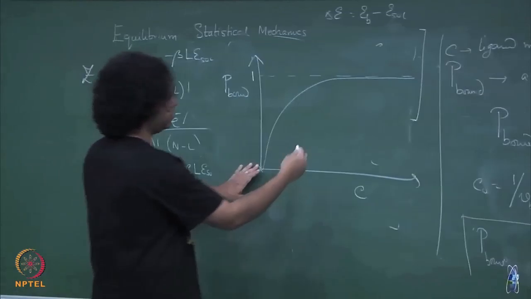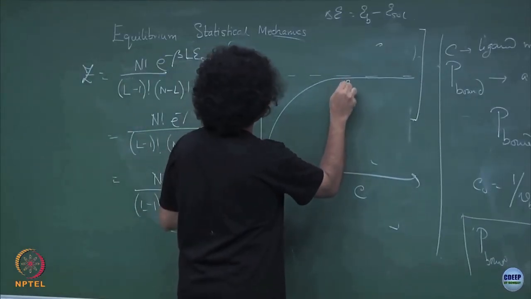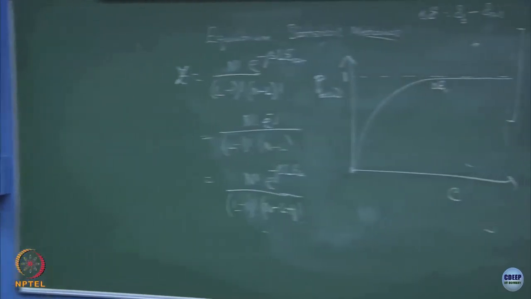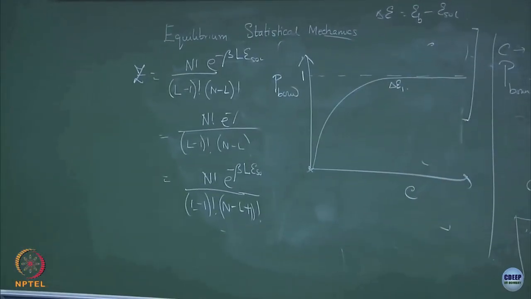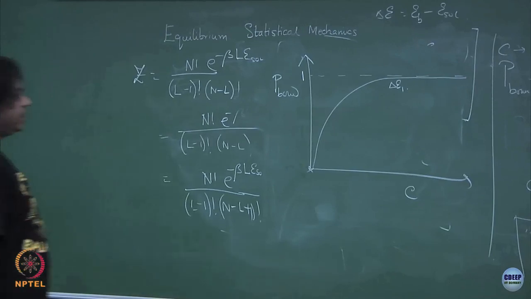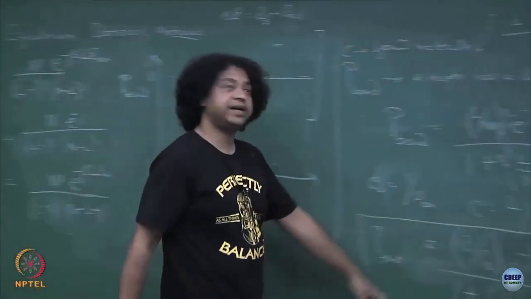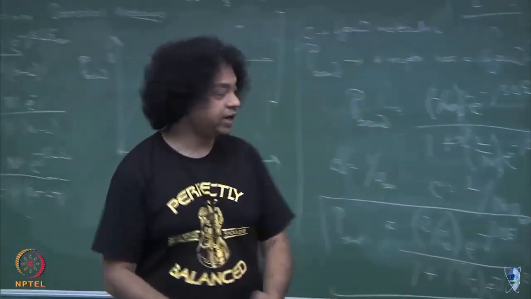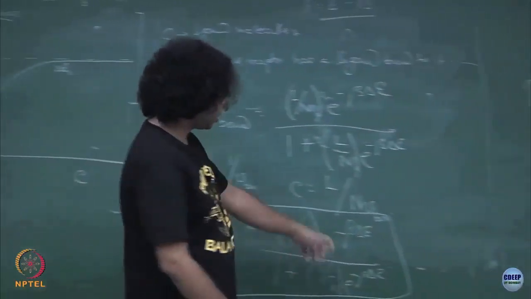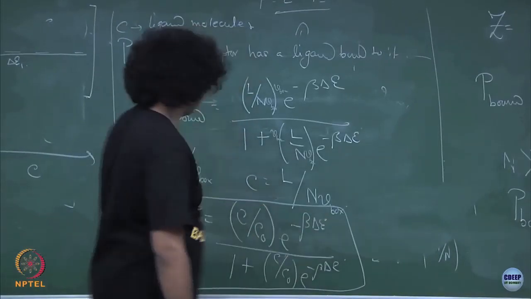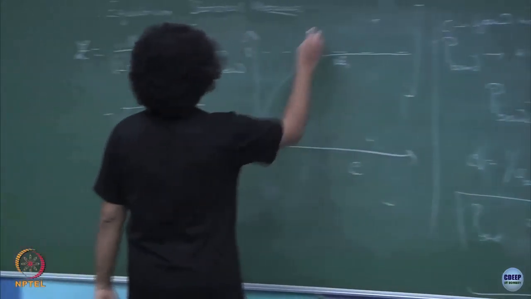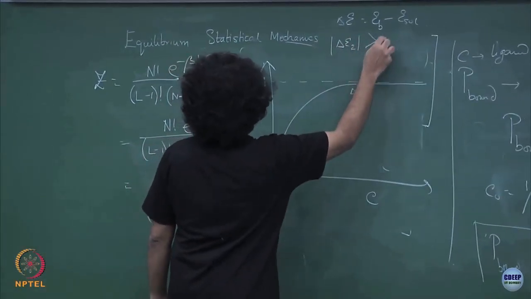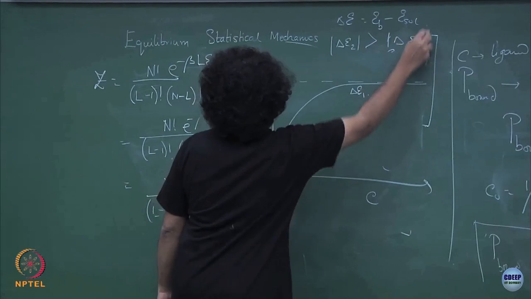This is, for example, for some given value of delta E, let me call it delta E 1. If I now had a greater delta E, so for example, if this ligand receptor binding was even stronger, it lowered its energy more by binding to the receptor. So, if I now wanted to plot it for a delta E 2, where the mod of delta E 2 is greater than the mod of delta E 1.